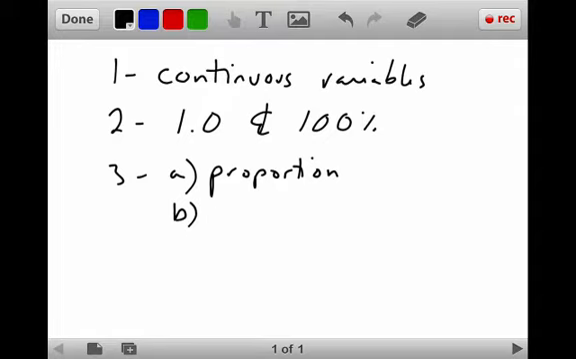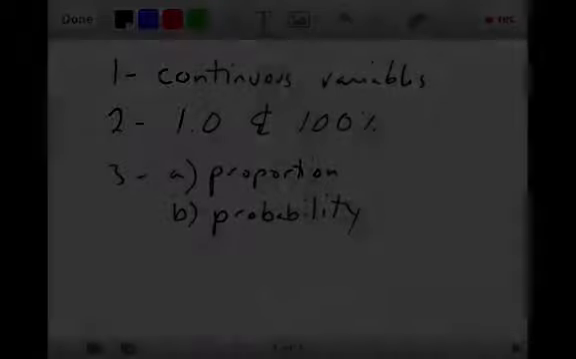The second meaning has to do with probability. You could be interested in knowing the probability that someone would get a score between A and B. Both of these are focusing on a specific area under the curve, and we'll get to practice this in a sec.